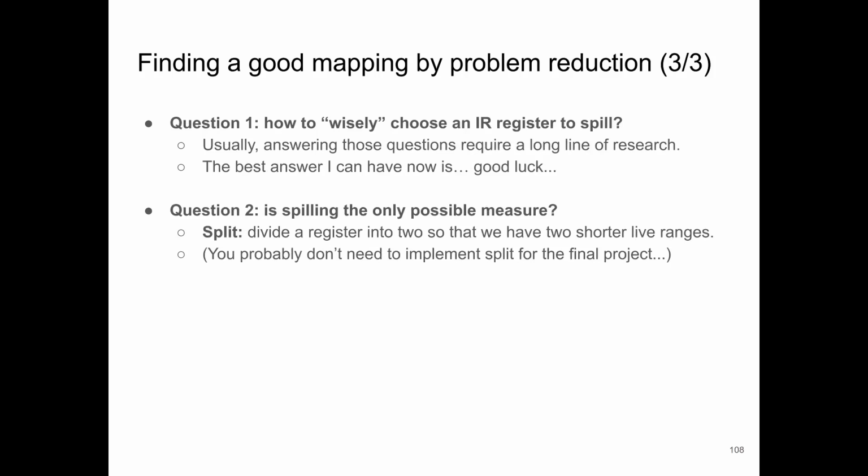The second question is: if we cannot color the graph, then we are spilling some IR registers. Is that the only possible measure? Is there any other way to reduce the graph coloring number without spilling too much? There is a technique called split, which is dividing a register into two or more, so that we can have two shorter live ranges instead of one long live range.